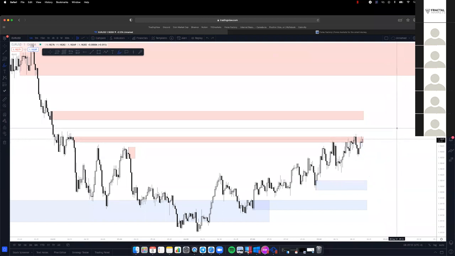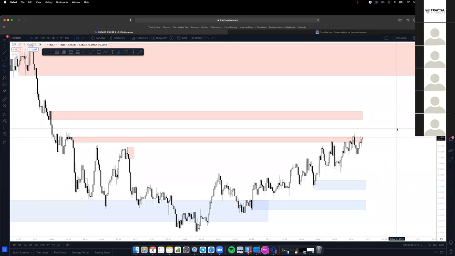A sweep needs to mitigate something. I don't know how else to say that in a simpler term. We need to break something and then mitigate something at the same time for it to be a sweep. Hopefully that makes sense.